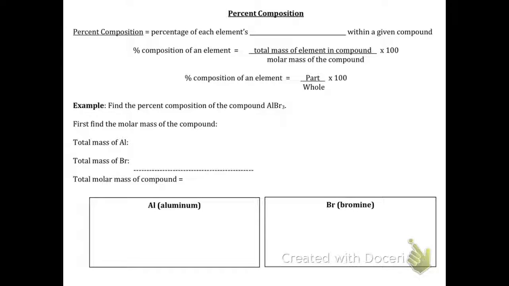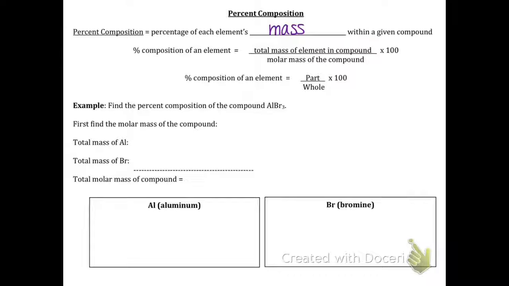Percent composition is a math formula, basically meaning it's the percentage of each element's mass within a given compound. There are two ways to write the formula. Basically, the total mass of the element divided by the molar mass of the compound, or in a simpler way, it's the part divided by the whole, and then we want a percent, so we multiply by 100. So I'm going to do an example for you.